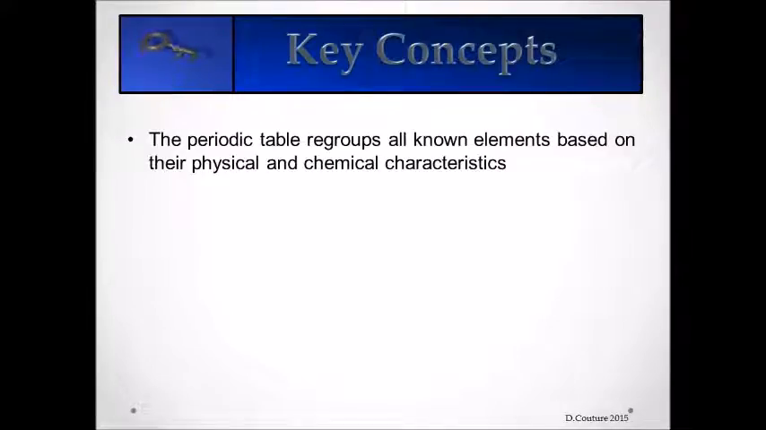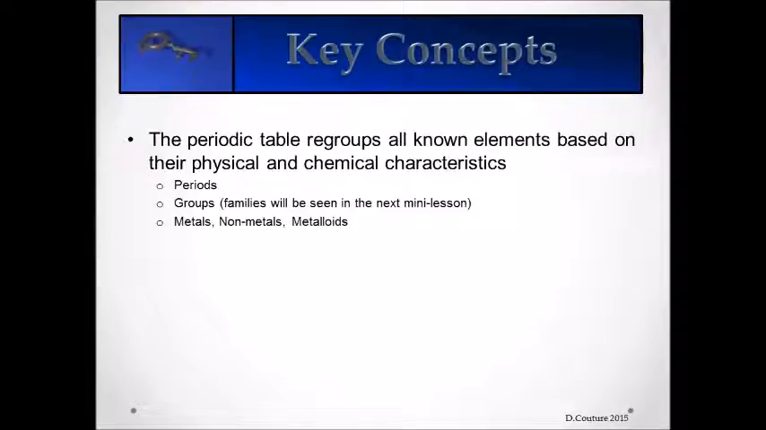So, key concepts we're going to look at in this mini lesson. The periodic table regroups all known elements, now 118, based on their physical and chemical characteristics. We're going to look at that through periods and groups. Please consider that families will be seen in the next mini lesson. And we'll look at the 3 main categories of the periodic table: the metals, nonmetals, and metalloids.